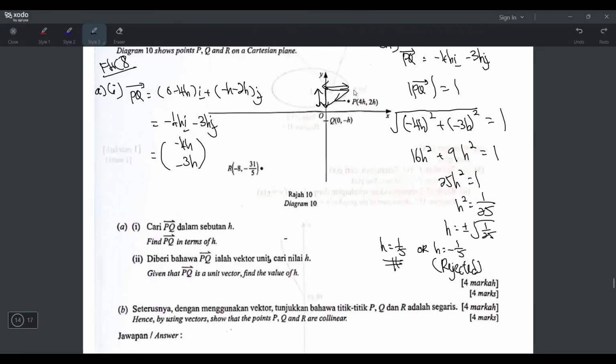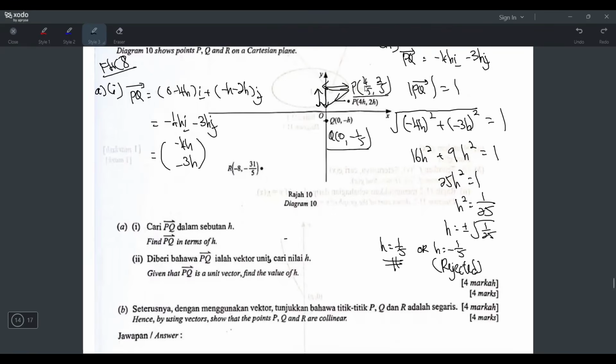That means now we have point P's coordinates already. It will be 4 times 1 over 5, which is 4 over 5, and then this will be 2 over 5, and we also have the point Q already. 0, negative h is negative 1 over 5. So it's logical, right? Because this one is below zero. So it's logical if it's negative. Imagine if I use the negative 1 over 5, then it becomes positive already. Then it's like there's no logic already. Okay, so that's why we reject the negative answer.